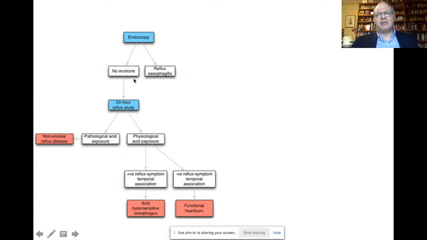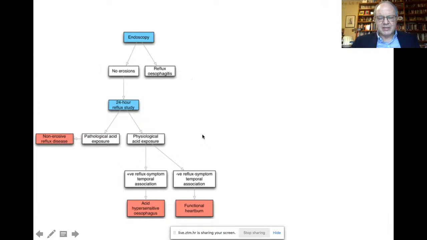However, most of the time there are no erosions and the patient has what we call non-erosive symptoms. In that case, the patient will have a reflux monitoring study that can be either catheter-based or wireless. And this reflux monitoring study will determine whether the patient has a pathologic acid exposure or a physiologic acid exposure. If the patient has a pathological acid exposure, this is what we now call non-erosive reflux disease.